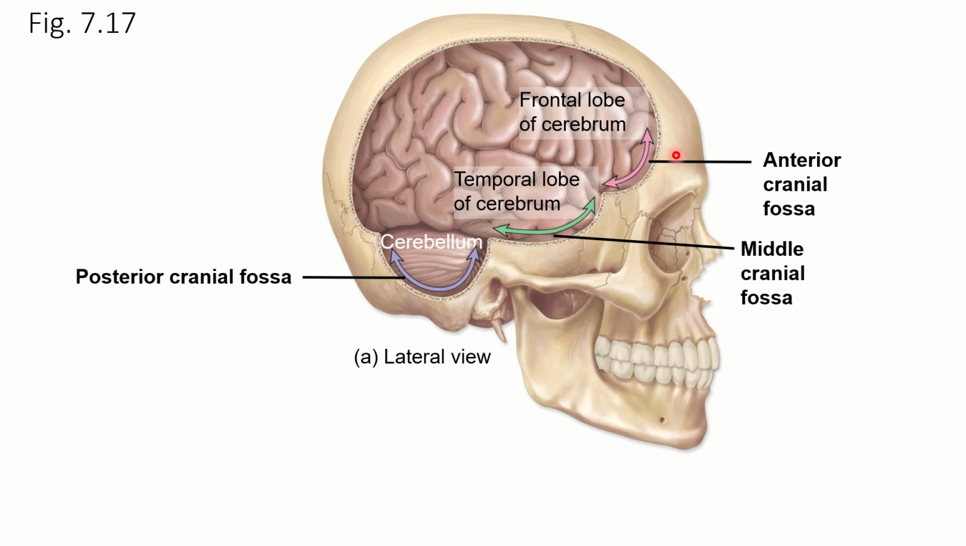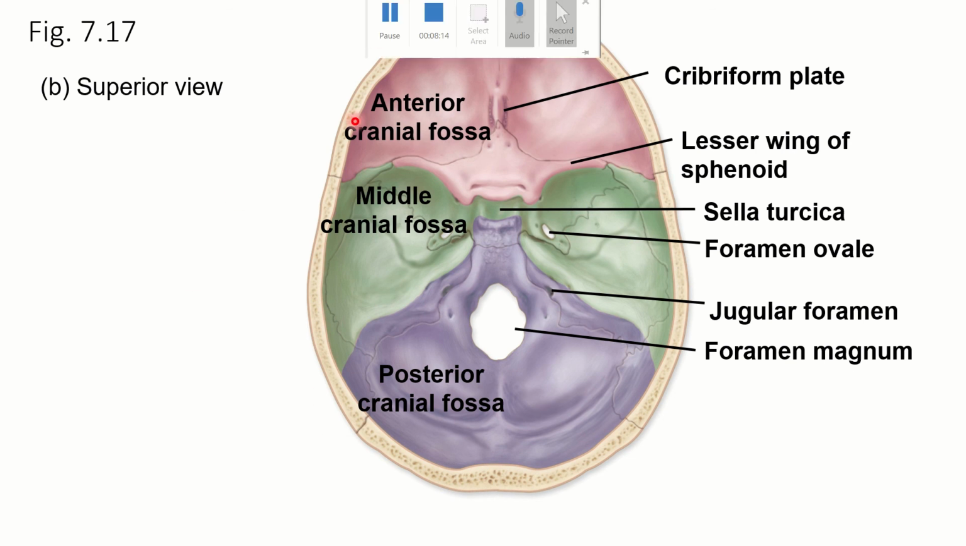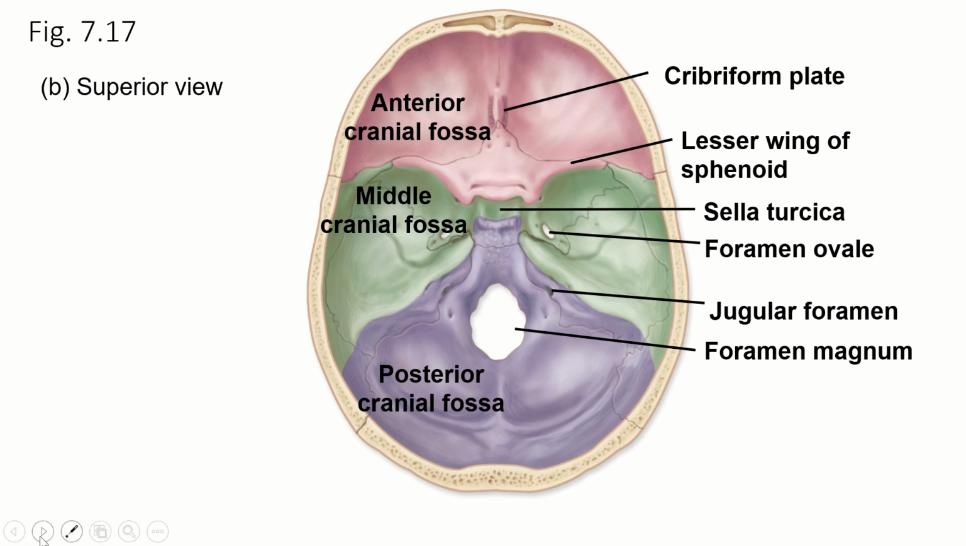So the frontal lobe sits in the anterior fossa, the temporal lobe sits in this middle fossa, and then the cerebellum is cradled in this posterior fossa. And if we look at the cranium from the top, it looks like this. So here's the front of the cranium, here's the back. We have a bunch of holes that we will talk about in a minute, and you can see these fossae here, anterior, middle, and posterior fossae right there.